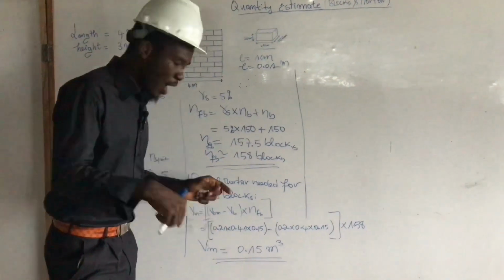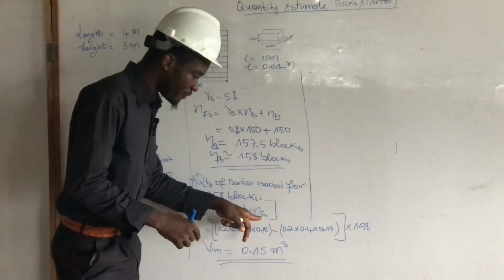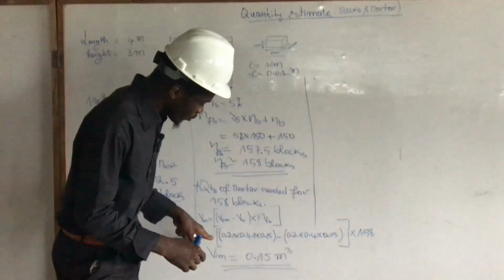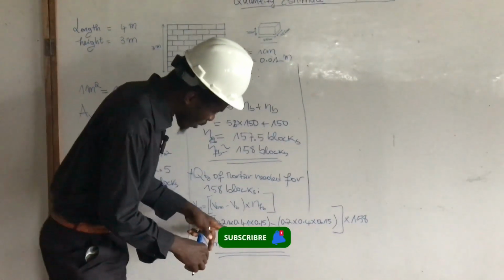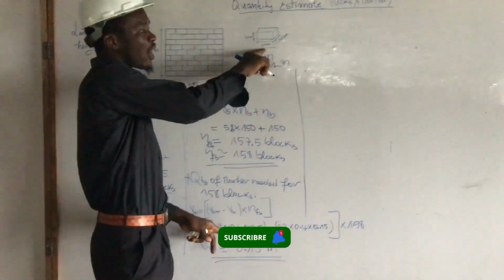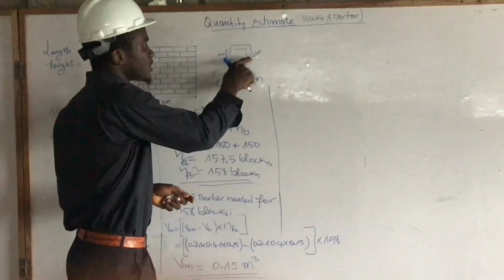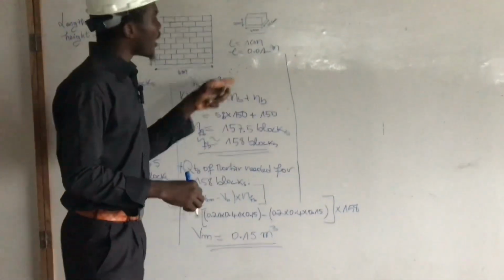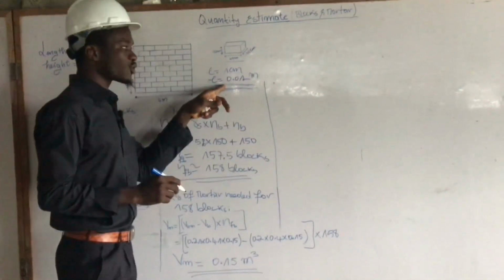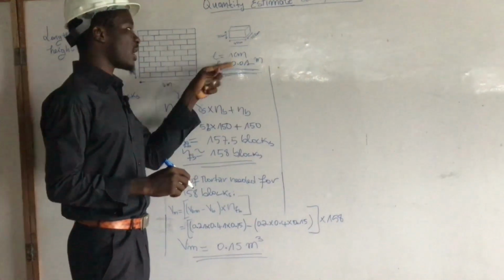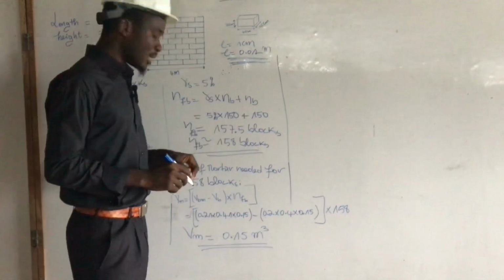That's for 1 block. Then you multiply by the final number of blocks. The computation gives 0.21 when you convert the dimensions, because we are working with a block of 15 by 20 by 40. Remember, 20 by 40 by 15 is still the same. We have to consider the thickness of mortar, which is 1 centimeter. Converted into meters, it gives 0.01 meter.